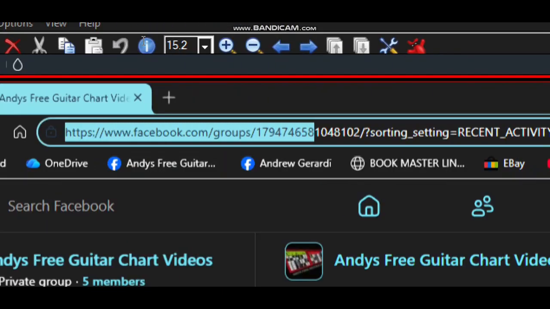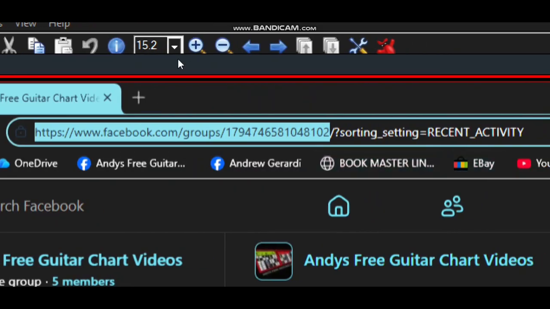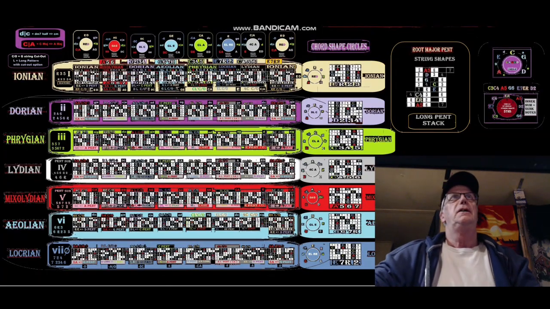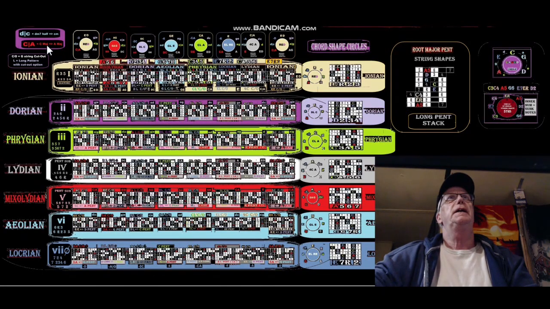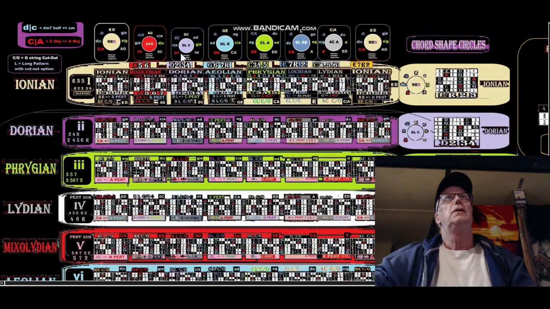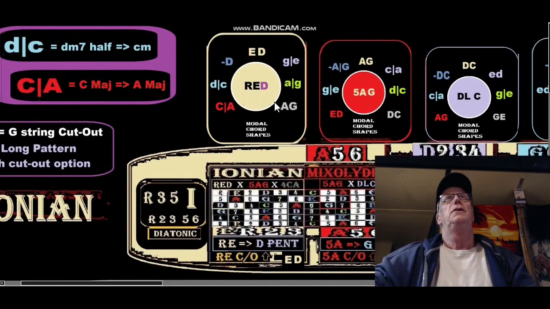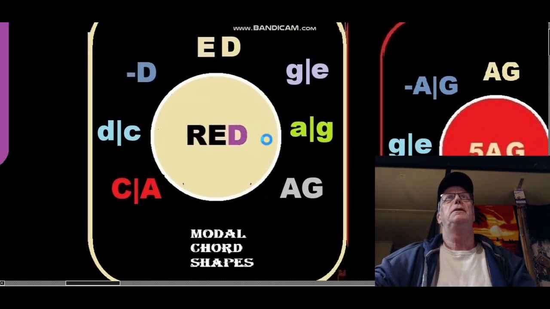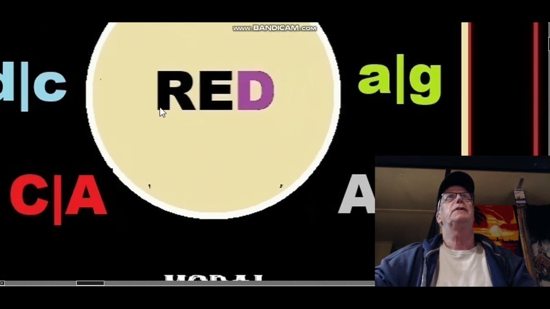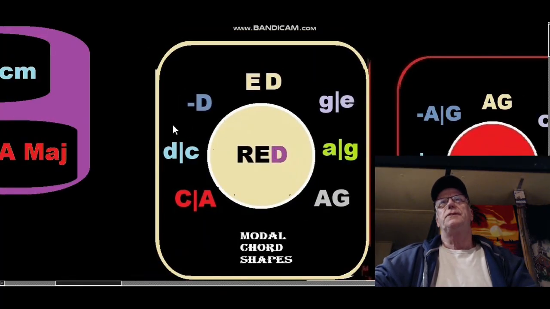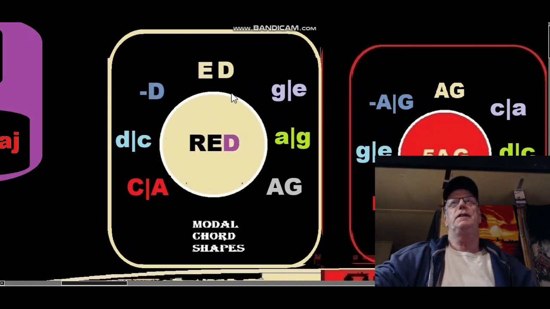So here's the URL for Andy's free guitar chart videos. Now I want you to look at the resolution I can get on the true chart size view. We can get all the way up this big. We can get down to these little imperfections here, which I find just give the chart character. They give it an aged look. So this is the modal circle. Let's get into the lesson here.